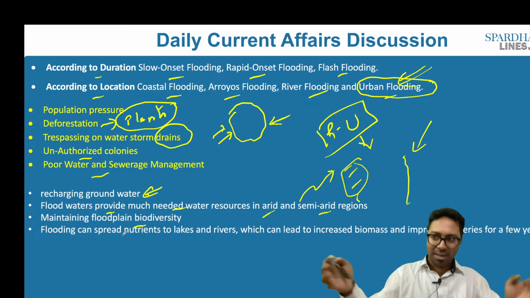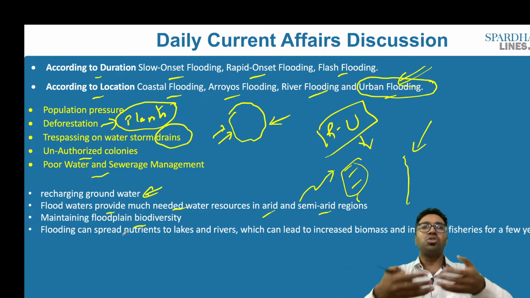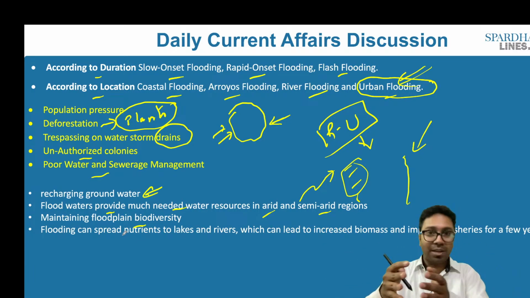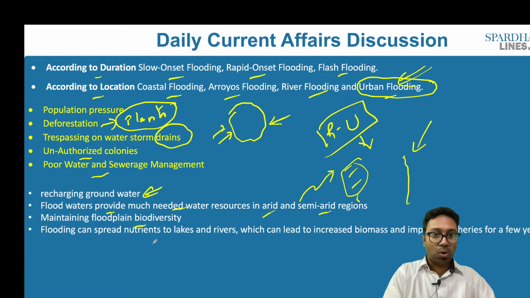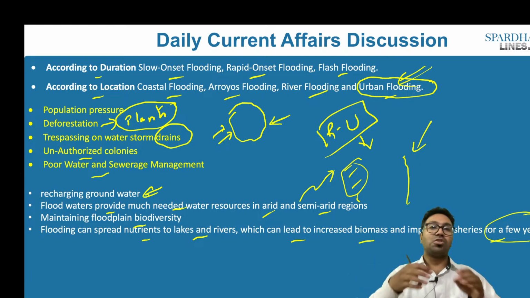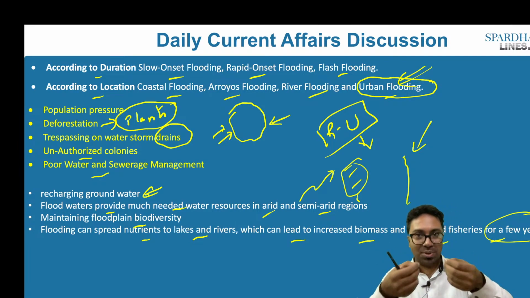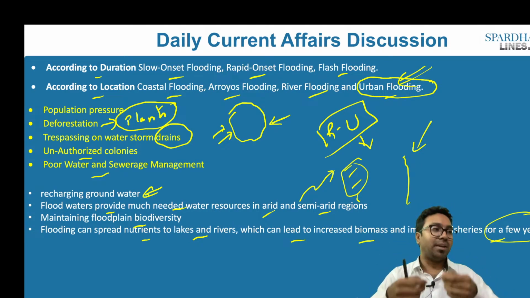Many different species are able to survive in this particular area, and flooding can also spread nutrients to the lakes and the rivers, which can lead to increased biomass and improved fisheries for a number of years. These are some of the advantages of floods in that region. So floods are required because they do have their own share of advantages as well.